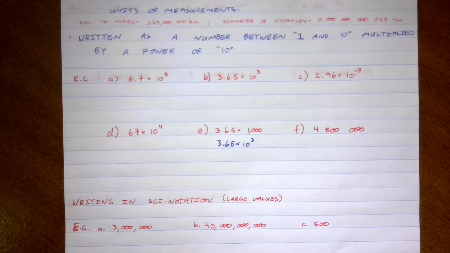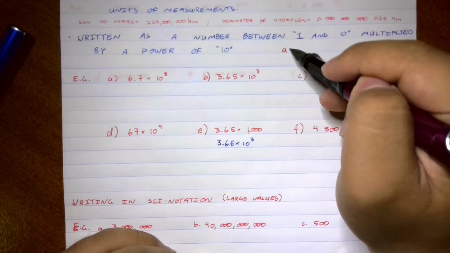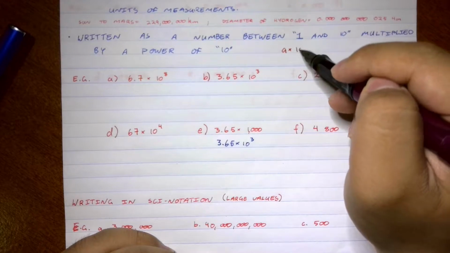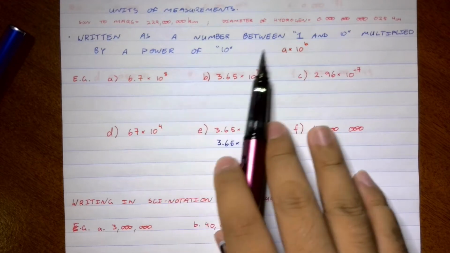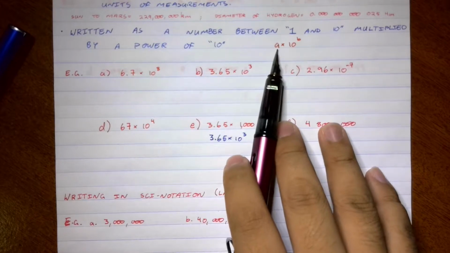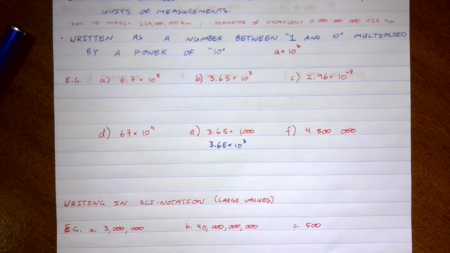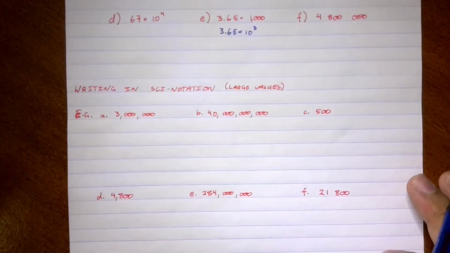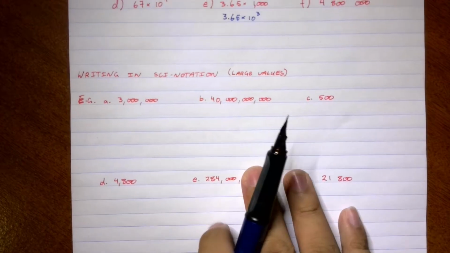So the main important bit that we need to know is some number between 1 and 10, so it's some number A times 10 to the power of B. If we take a look, all of these three look something like this: A, the number in the front, times 10 to the power of B. Okay, so let's now take a look at how to convert into scientific notation. Let's begin first with large numbers.